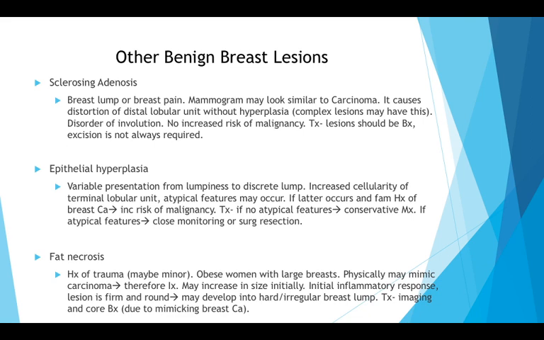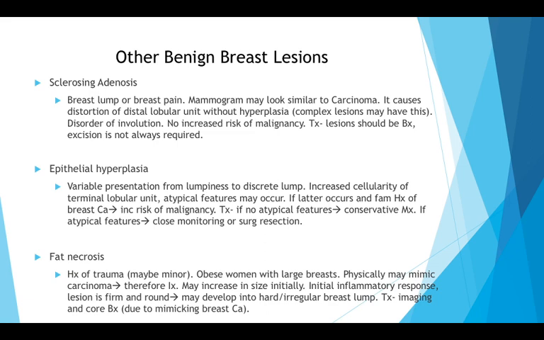So this has a variable presentation. May just be lumpiness throughout the entirety of the breast, or may just be a single solitary lump, and it is defined as an increased cellularity of the terminal lobular unit. Some people may present with atypia, some may not. If there is atypia, there is an increased risk of malignancy. Therefore, if you don't have atypical features, no need to worry too much, conservative management will do.